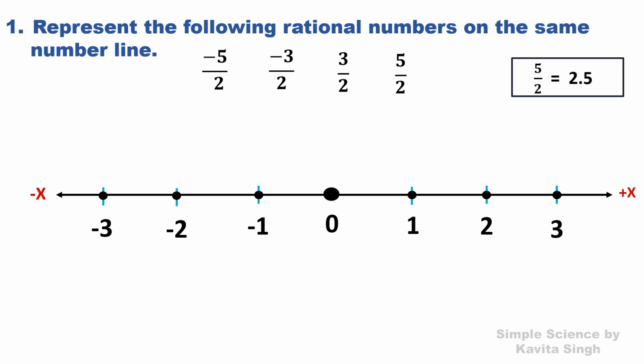Similarly, on the negative axis, -5/2 will give you -2.5, so we will take up to -3 on the negative x-axis or negative side.